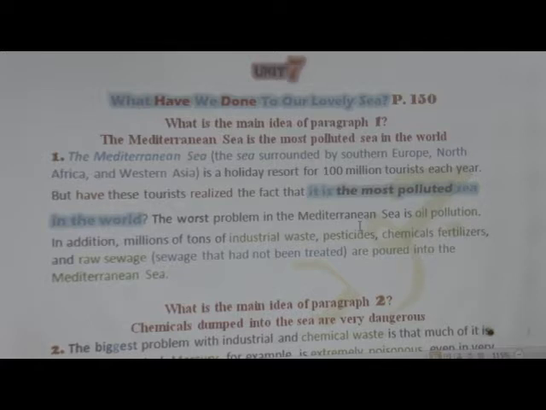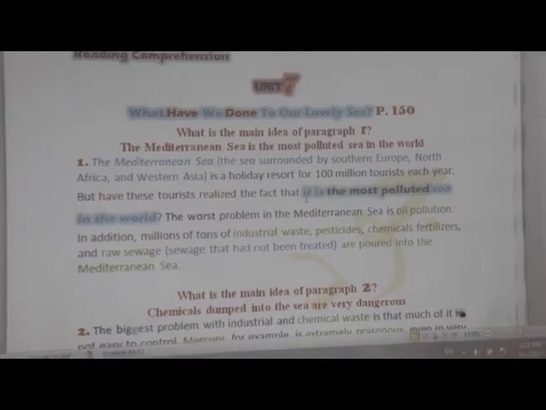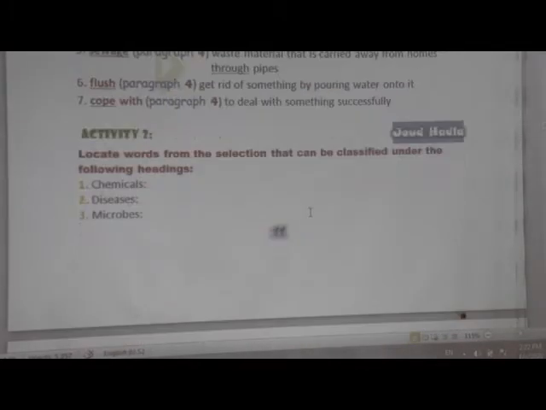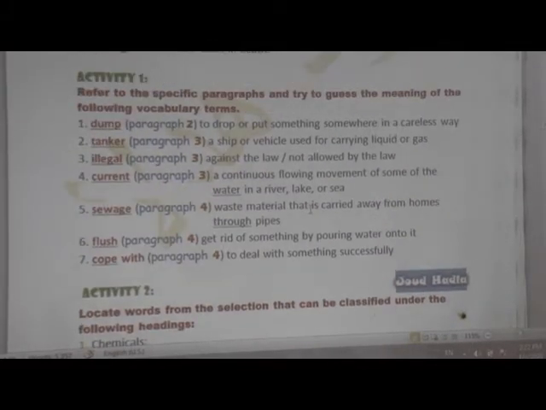Today, lesson 4, الدرس الرابع الصف السابع. Today we have some activities about the article that we read on page 150 about water pollution. And the title was, What have we done to our lovely sea? And today I'll do with you some activities. So the first one, luckily, is done for you.